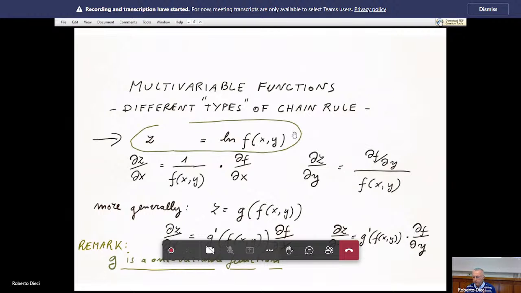The first topic of today's class is the multivariable functions, different types of chain rule. This is a very important tool. This is also related to dynamics that we will see in the second part of the course. Suppose that you have a function of 2 variables called the dependent variable z.